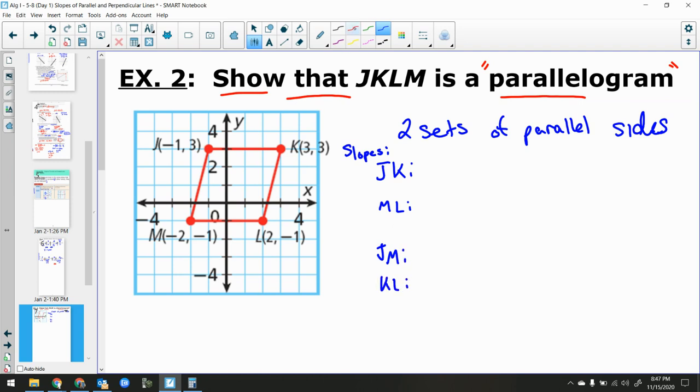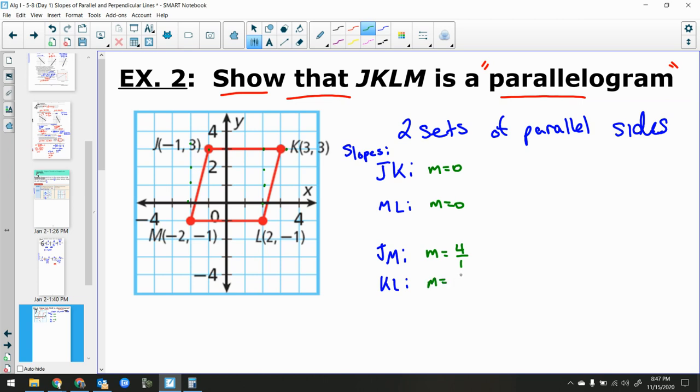Okay, now when I do that, I can just use the rise and the run to do that. Let's find JK first. Now, obviously, this is a horizontal line, so the slope is 0. ML, also a horizontal line, so the slope is 0. JM, well, I would rise 1, 2, 3, 4, run 1, and it's a positive sloping line. LK, 1, 2, 3, 4, run 1.